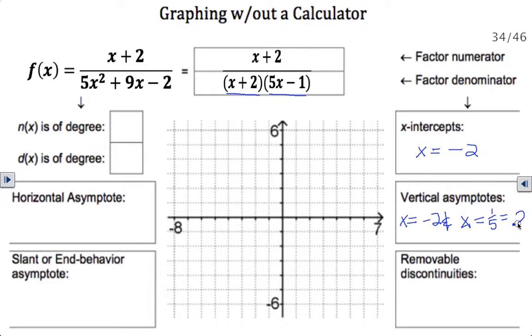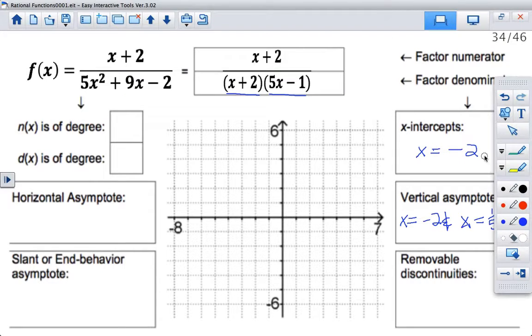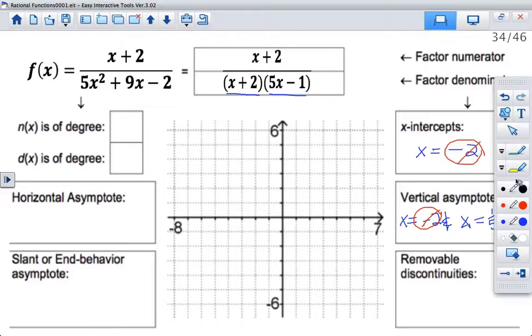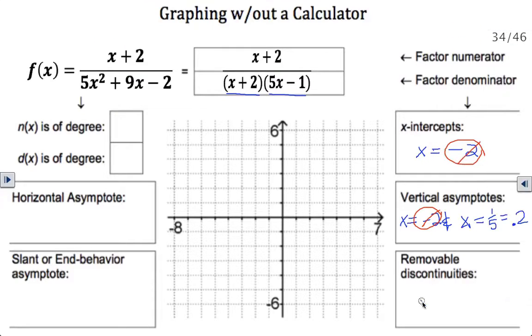So on the test, we should have some scientific calculators to use. Notice that I have x equals negative 2 both for an x-intercept and a vertical asymptote. That is not possible, so I'm crossing those numbers out there. And then my removable discontinuity is going to be at x equals negative 2.